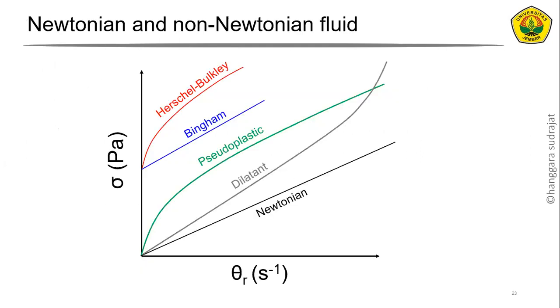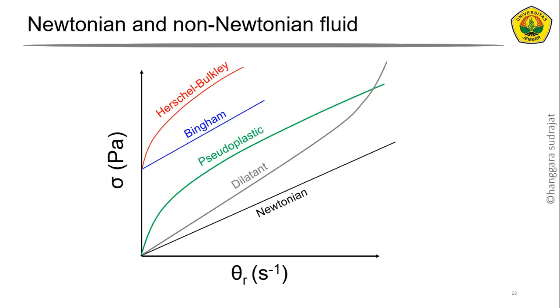Okay, this figure shows different types of flow behavior. When we apply shear stress, which is actually the force that we apply divided by area, there will be a corresponding shear rate. When we plot the graph, we will get different shapes of curves or lines depending on the type of fluid.